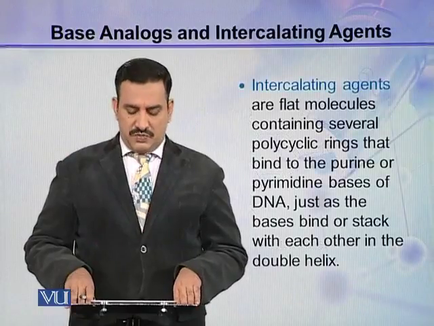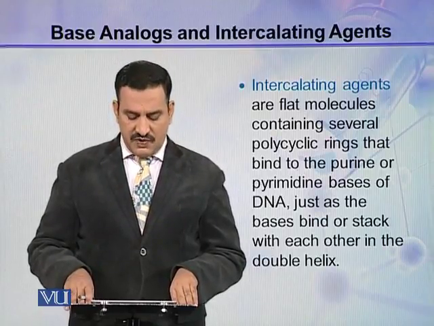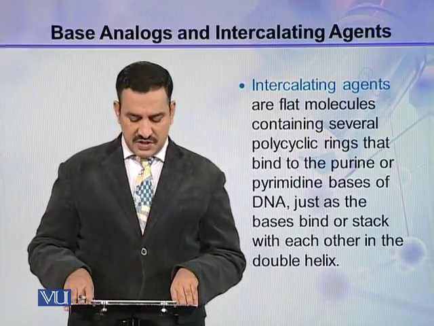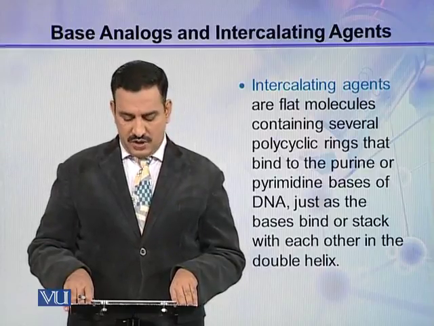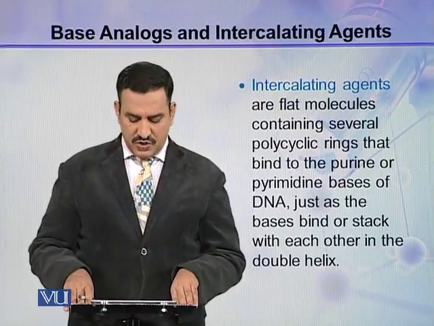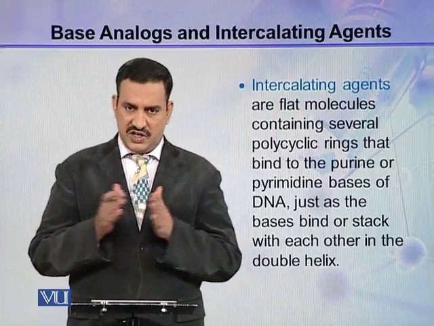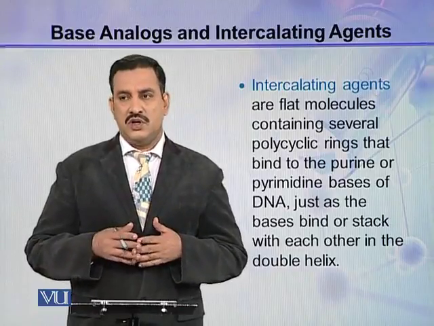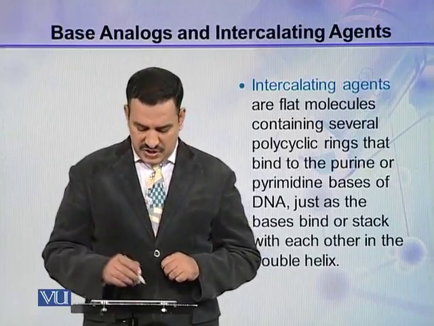Second such compounds are intercalating agents. Intercalating agents are flat molecules containing several polycyclic rings, and they can bind to the purine or pyrimidine bases of DNA, just as the bases bind or stack with each other in the double stranded DNA molecule. So they also mistakenly base pair in the DNA molecule.